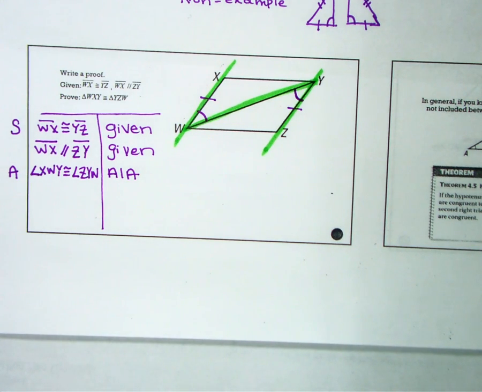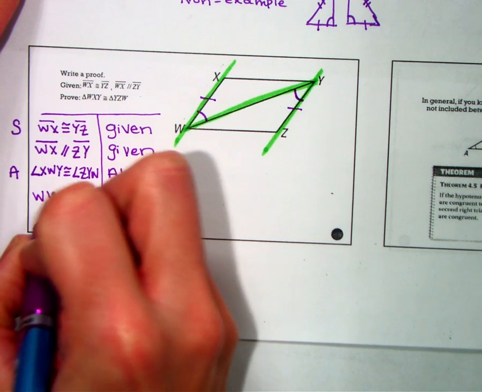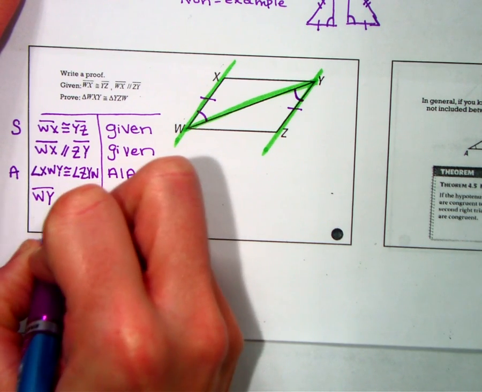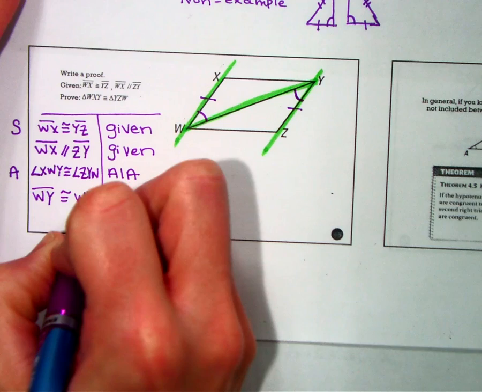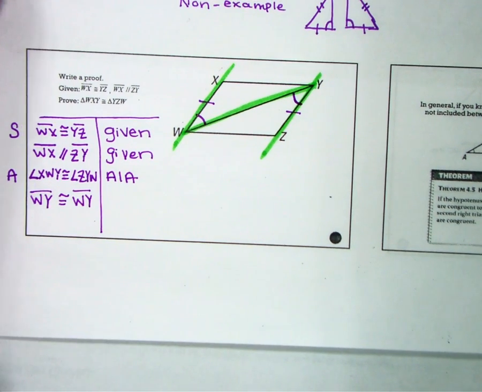Good. So sometimes you're going to want something, but if you ask yourself, why can I say that, and you don't have a reason, pivot and try something else. Okay, that's a good process for us to go through. So WY is congruent to WY because they're the same thing.